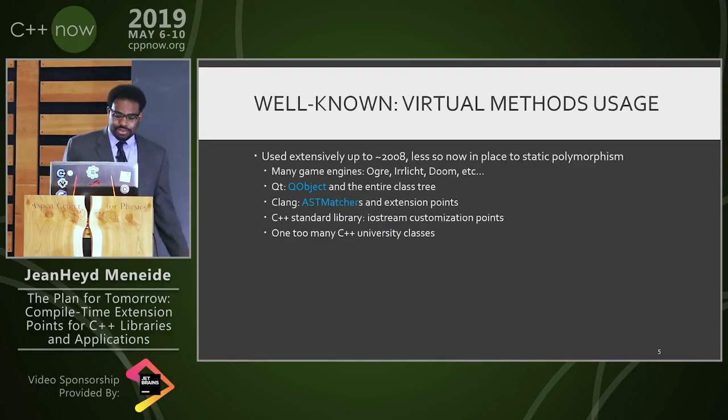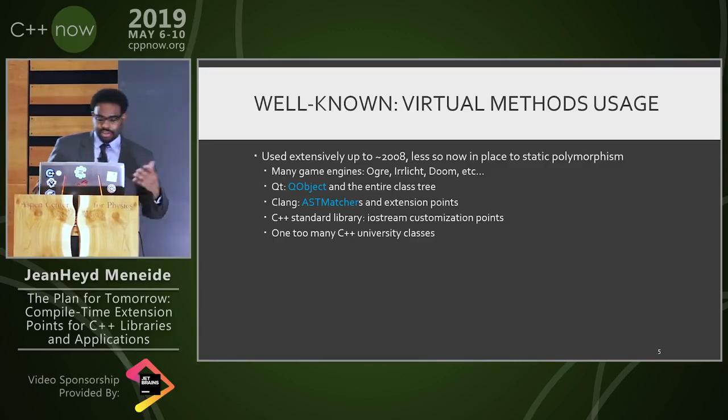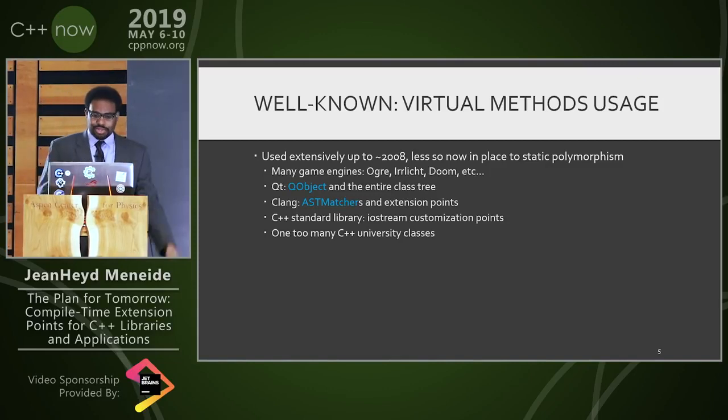They're pretty well known, and they were used extensively up until about 2008, and then usage of them started dropping off real fast. A lot of the older game engines, whether it's things like Ogre or Irrlicht, or just the applications themselves like Doom and other things, have a lot of base classes, a lot of virtuals. Qt, the whole hierarchy is one big virtual shebang. Clang's AST matchers and its extension points are based on virtual functions. The C++ standard library has IO streams and a couple of other things. And one too many C++ university classes for my liking.